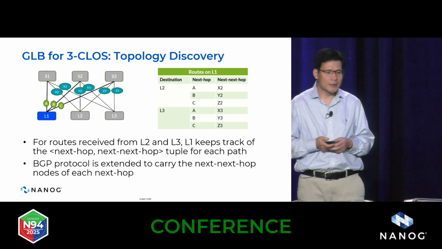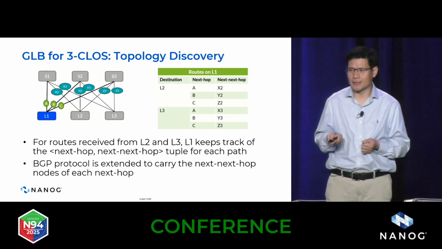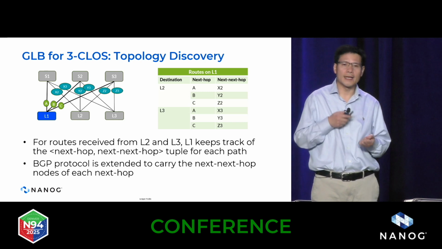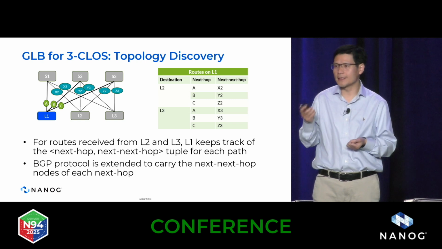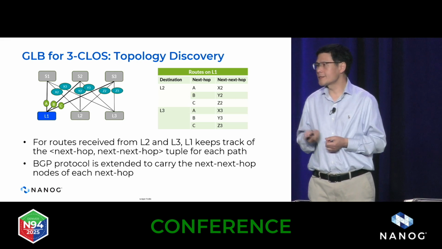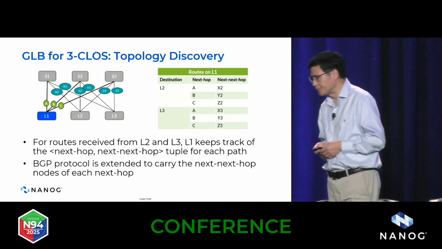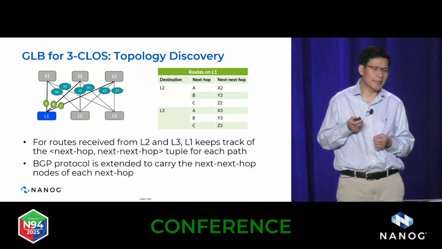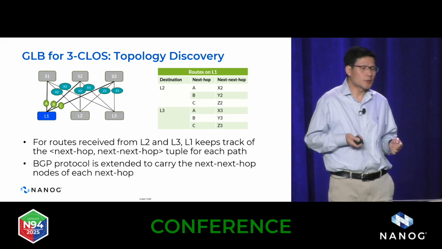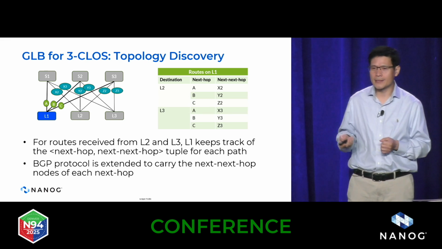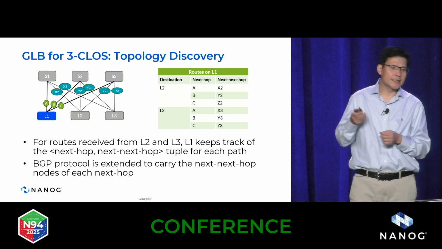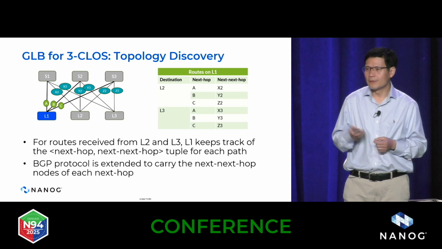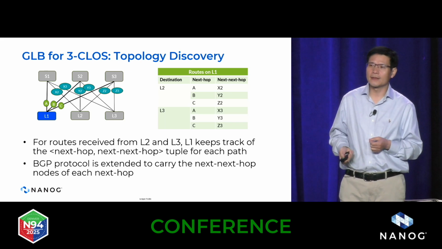So how can GLB discover this next hop to next hop mapping? As we know, today's BGP is really next hop routing. So when a sender advertises a route, it only sends the next hop together with the route. So in order to know the next hop to next hop mapping, we need to enhance BGP a little bit such that it will carry a TLV for the next hop nodes together with the next hop whenever a router is advertising a route.